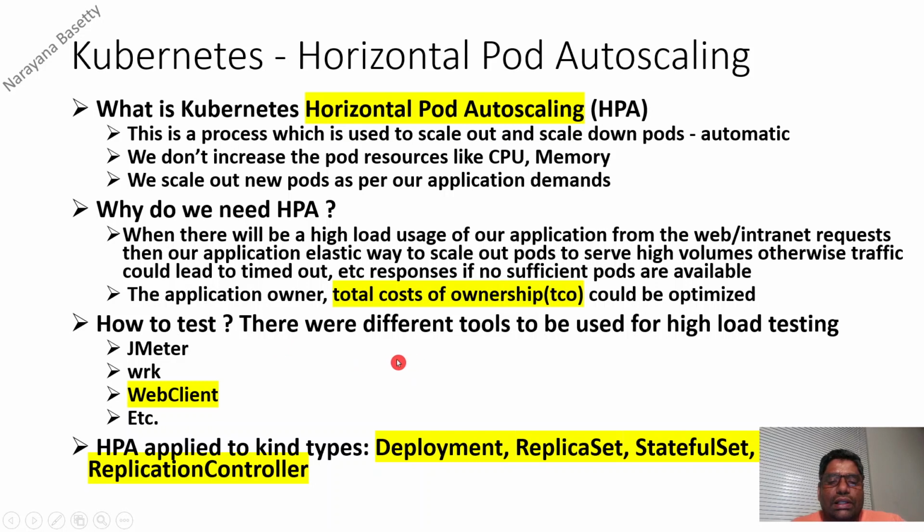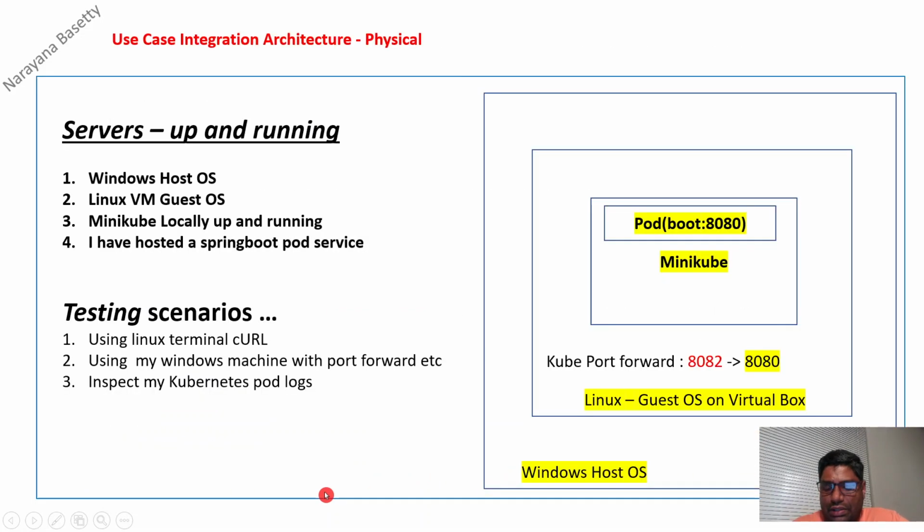What are the tools and technologies used to test high load volumes? We can use JMeter, WRK, web client, etc. In this exercise, I am using WebFlux, that is a web client. To test this approach, HPA applies to different types: deployment, replica set, stateful set, replication controller.